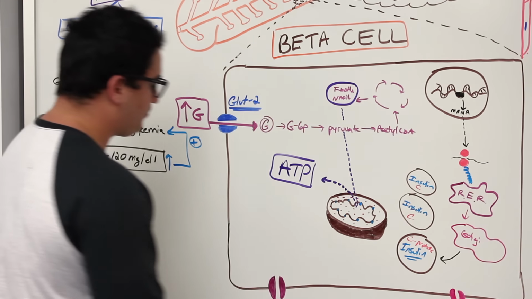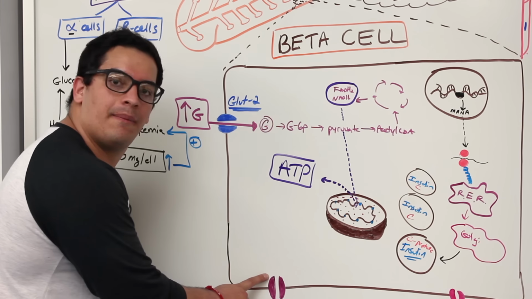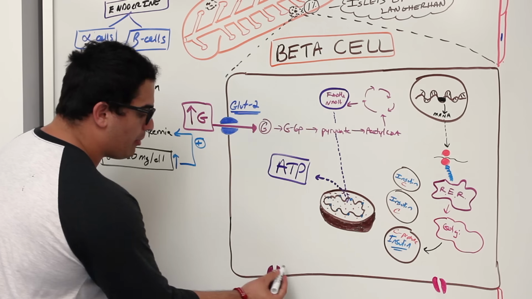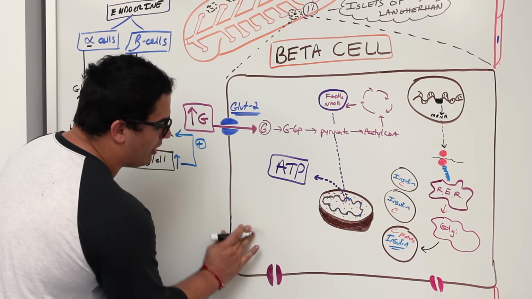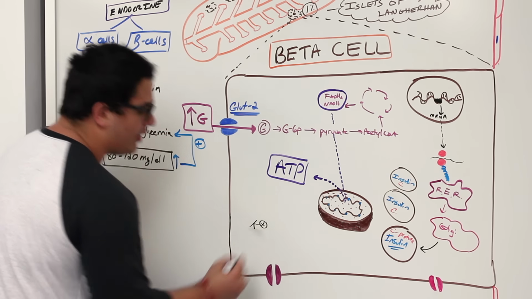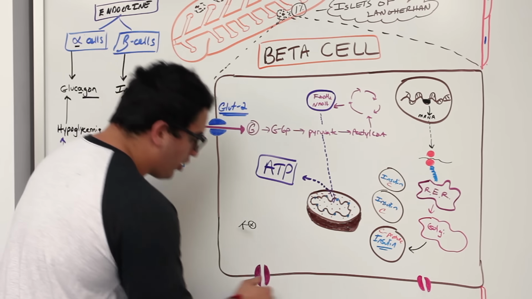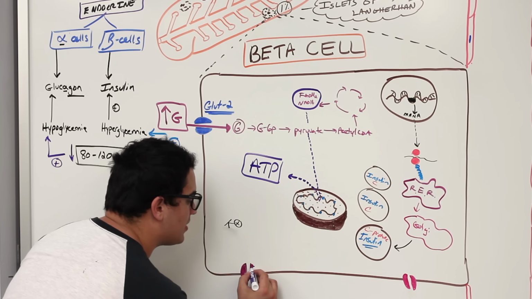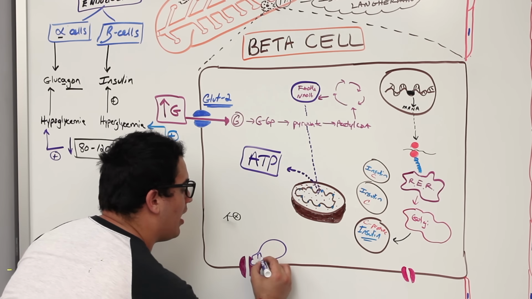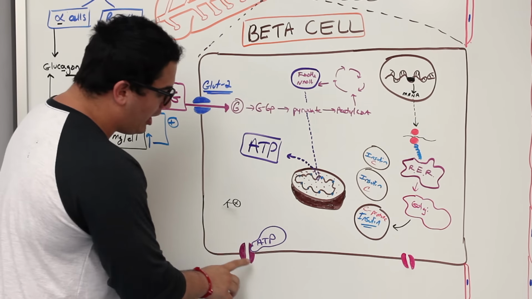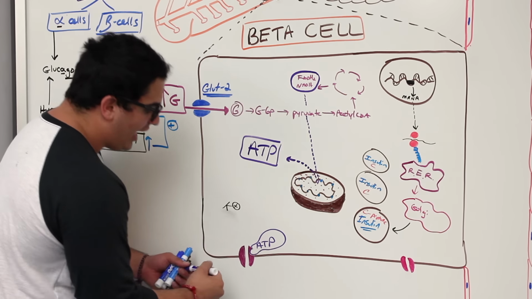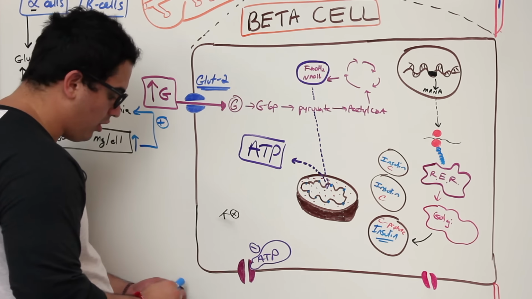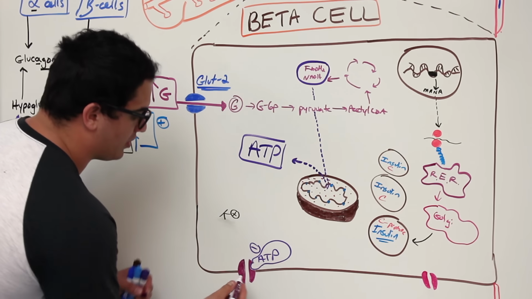Why is that significant? You see this channel right here? This channel is specifically for potassium. So this is a potassium channel. Potassium loves to move through this channel. So let's say here's your potassium, but guess what? There's a little pocket here for the ATP. So the ATP literally comes in here and binds. When ATP binds onto this channel, it closes the channel. So it inhibits the channel and closes it. So now this channel is closed.